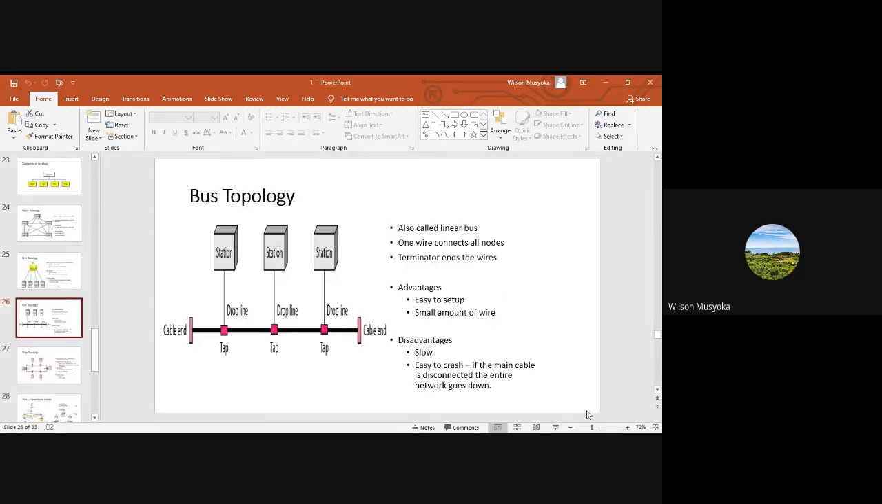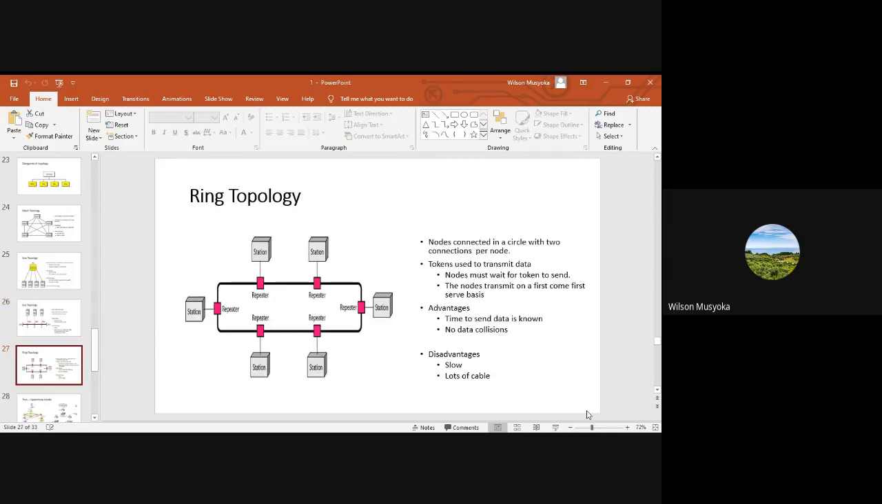Then we have the bus topology, where we also call it the linear bus. All cables are connected together, and that one cable connects all these other nodes. If it disconnects or if it is terminated, then the entire network is down. It is easy to set up, a small amount of wire is used, but it is very easy to crash. This was the initial topology which was used to connect devices.